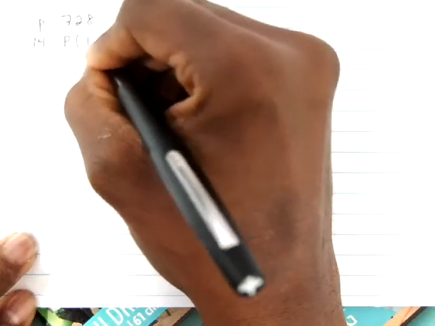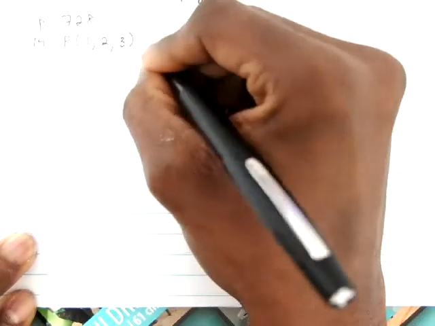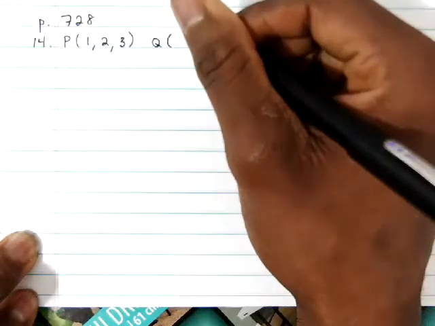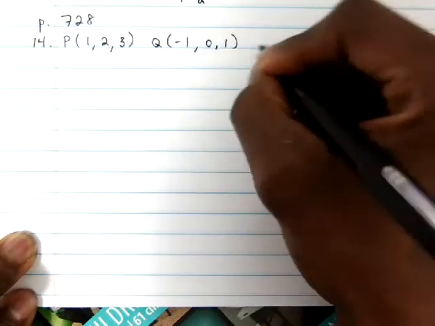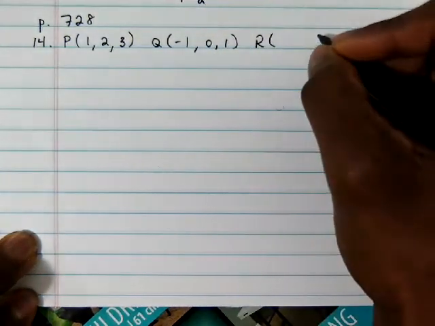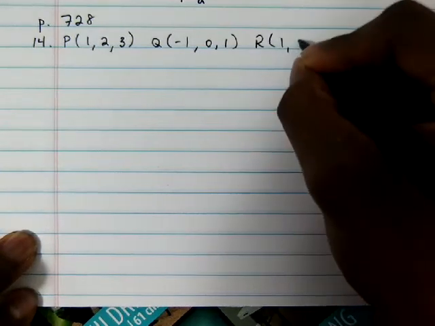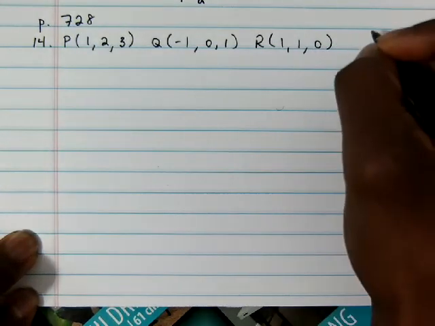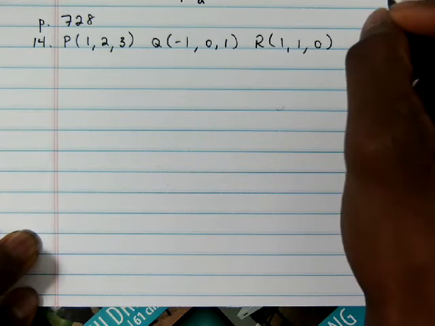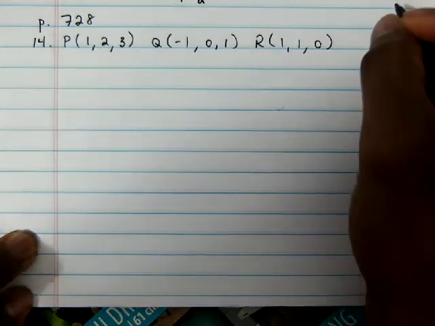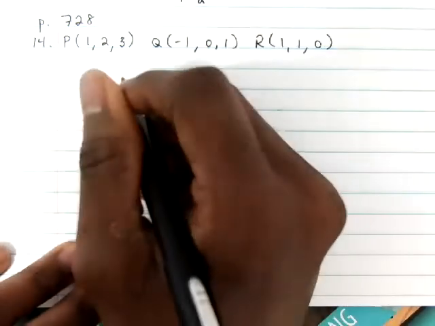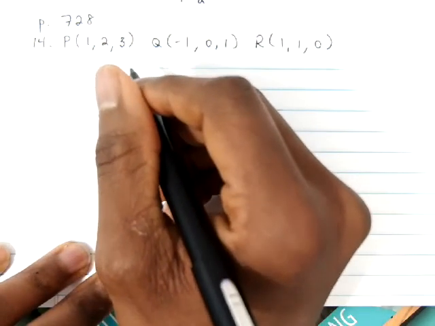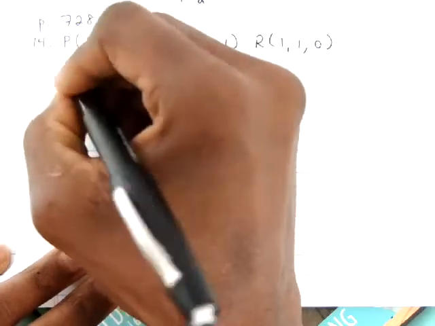So P is (1, 2, 3). Q is (-1, 0, 1). And R is (1, 1, 0). And we are interested in PR and PQ. We have to make sure we find the correct vectors and then do the correct projection as well. We want to project PR onto PQ. So let's find PQ.